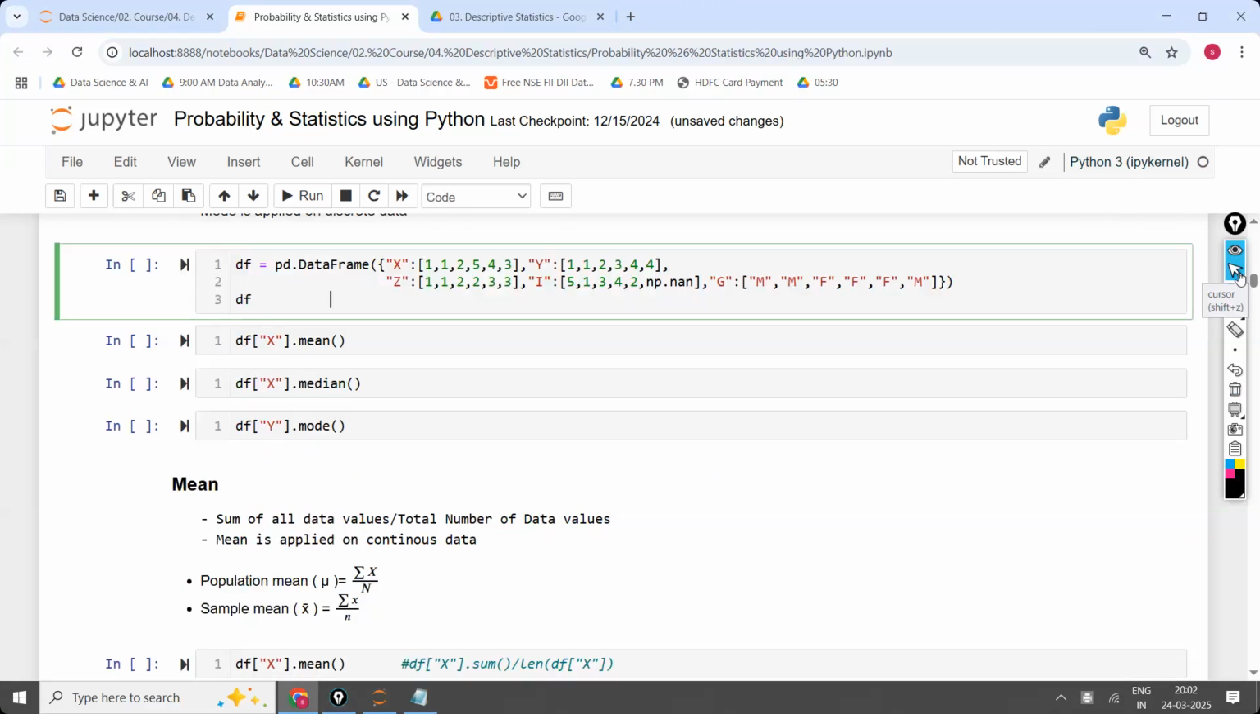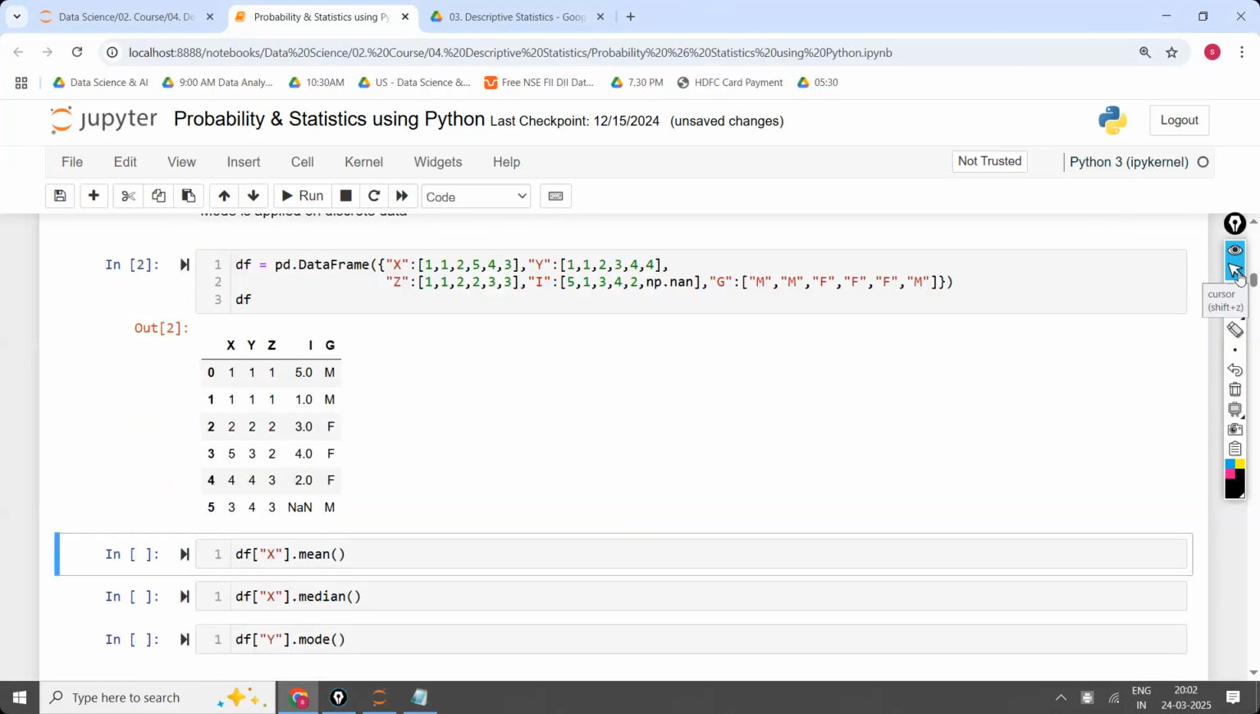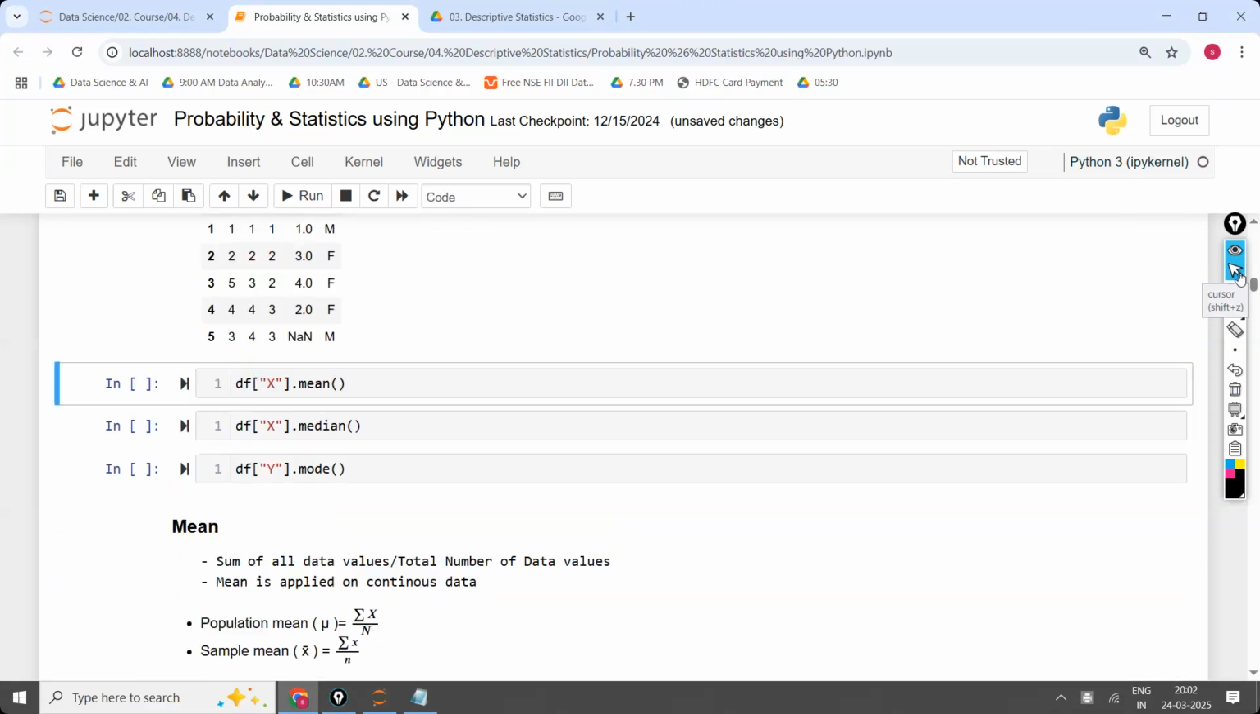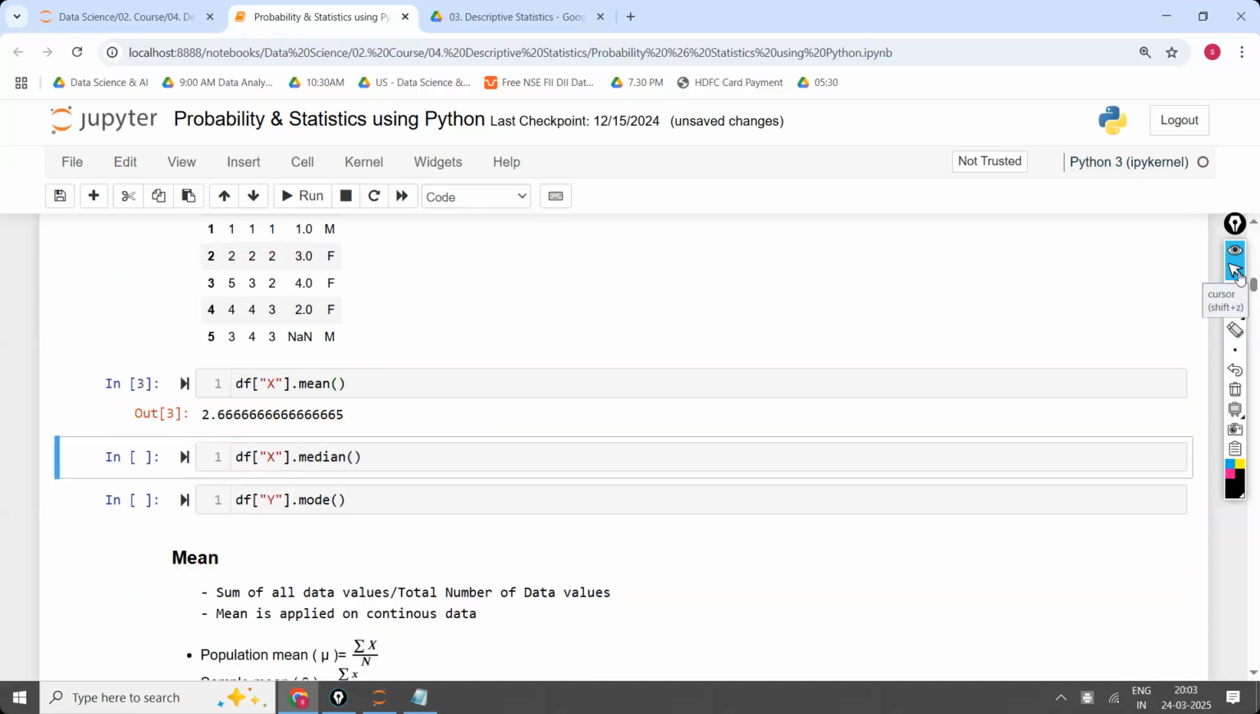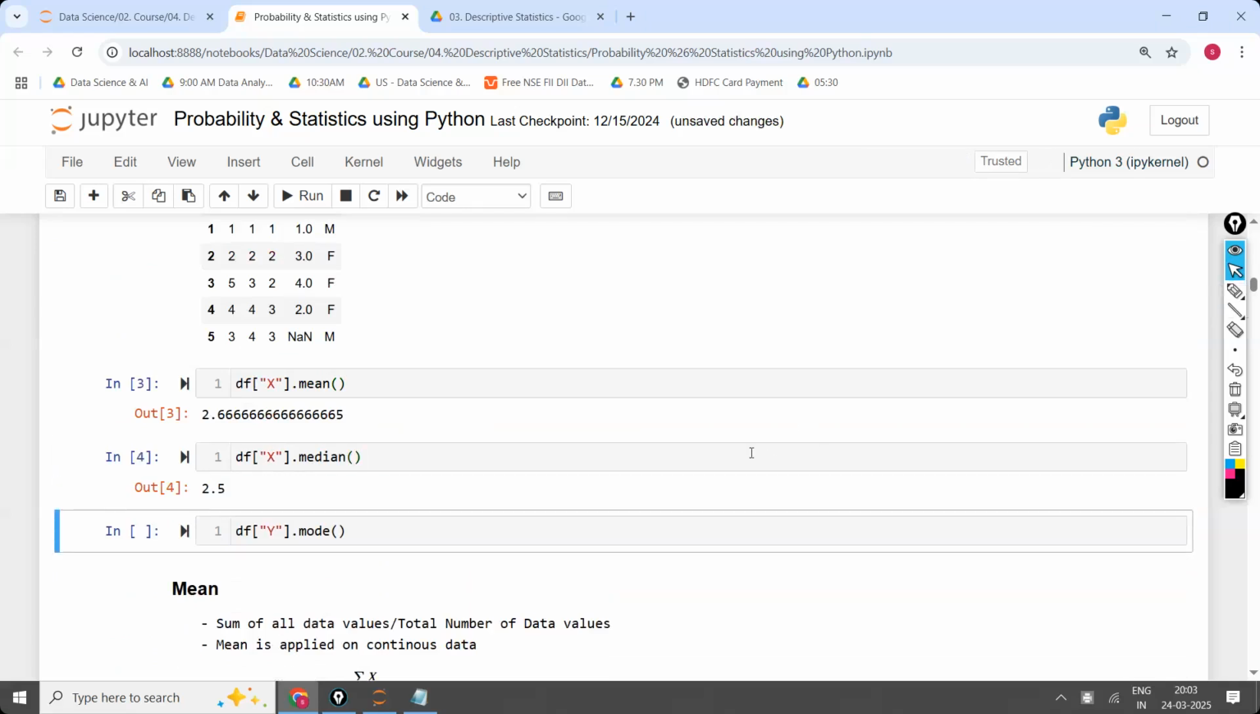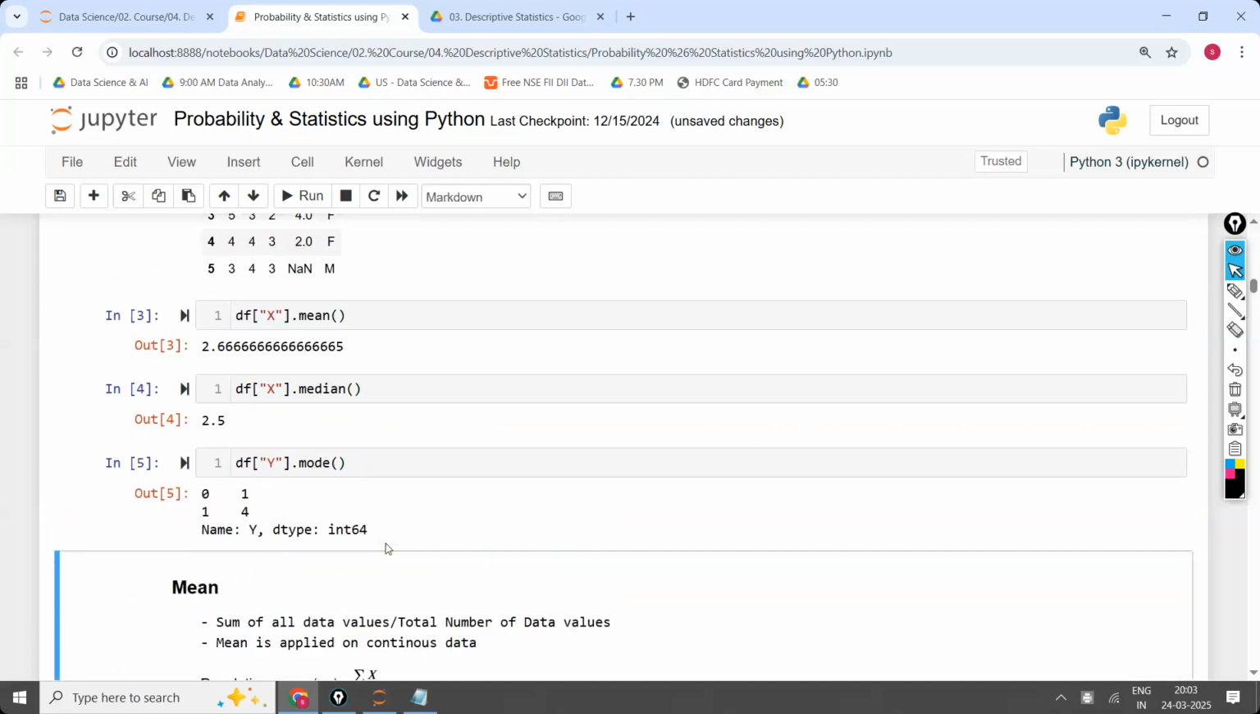Now, here I am having the data. First one is called mean. What is mean? Center value. Center value is called mean, which is also called average value. What is median? Center position value, which is in the center position. And what is mode? Most repeated value is called mode.